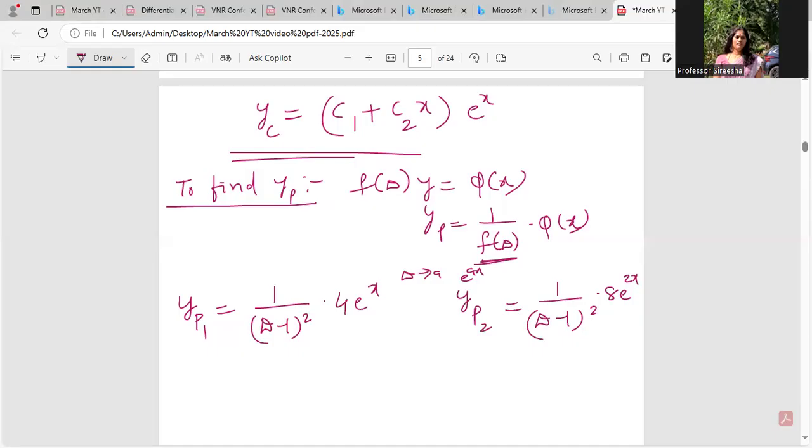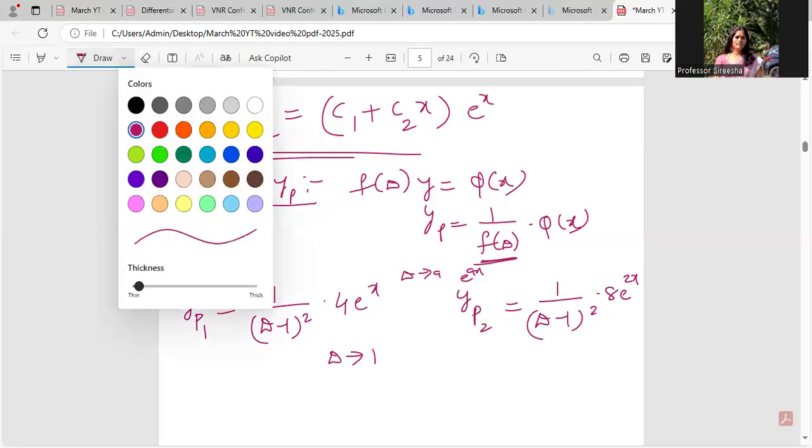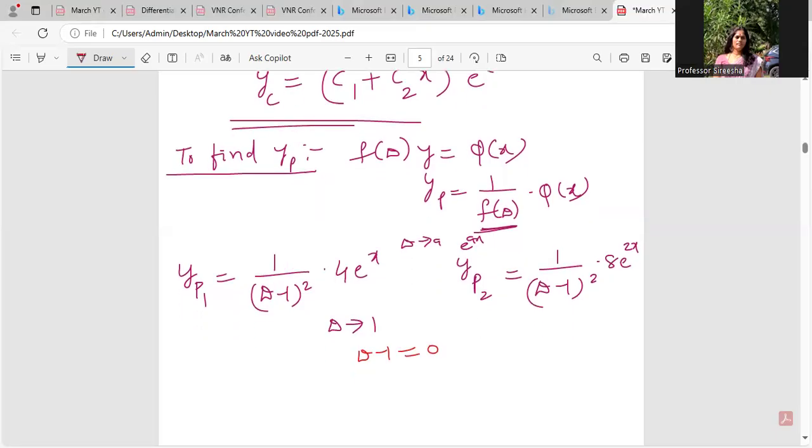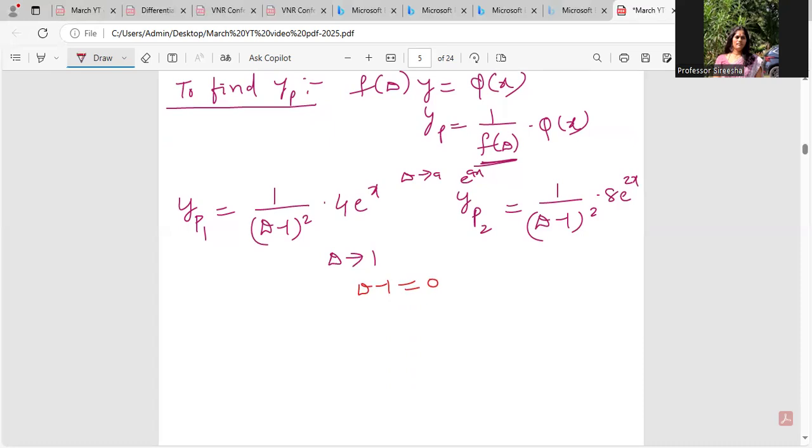If f of d goes to 0, then I know a is a factor how many times, provided I write it as a factor. Now clearly I can see here d has to be replaced with 1, in the place of a, I have 1. Once I replace 1, the denominator is going to 0. D minus 1 is going to 0. In the denominator, if it is a 0, the term goes to an undefined value, right? So what should I do? 1 is a factor of multiplicity 2. So what should I do?